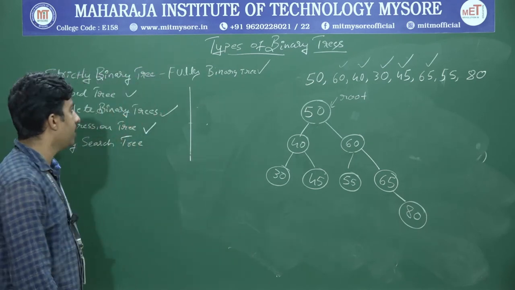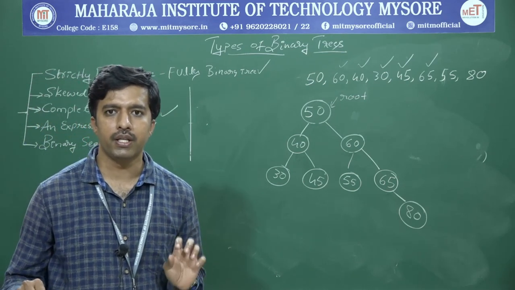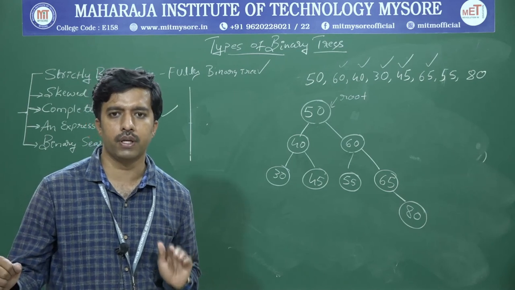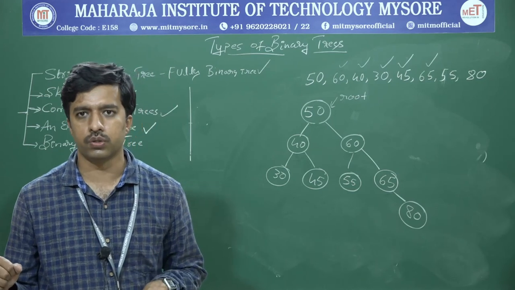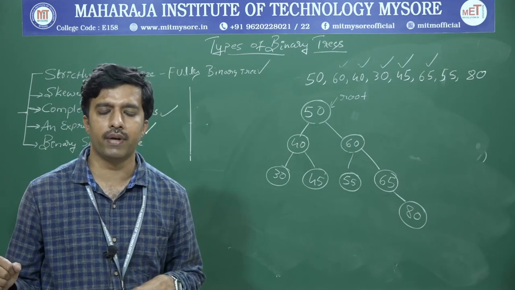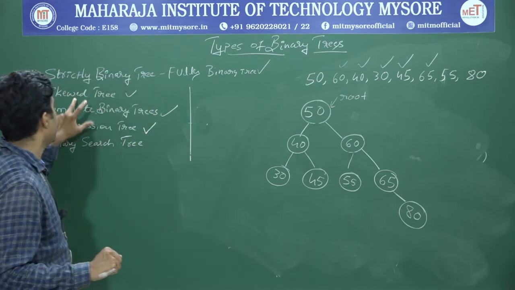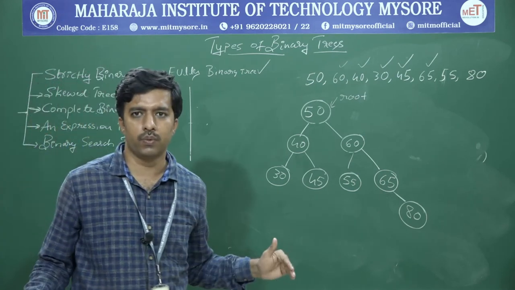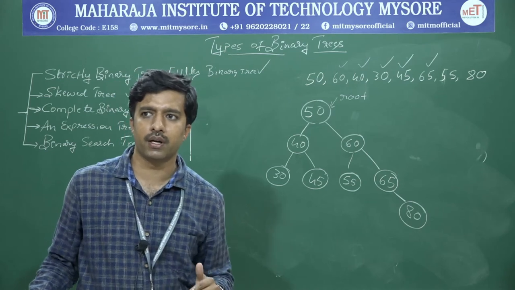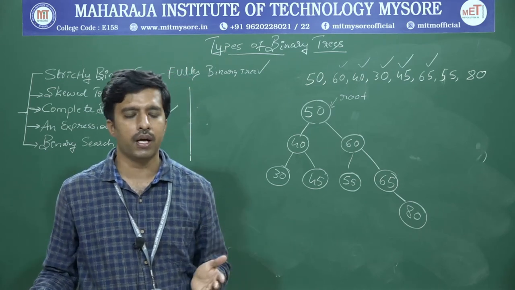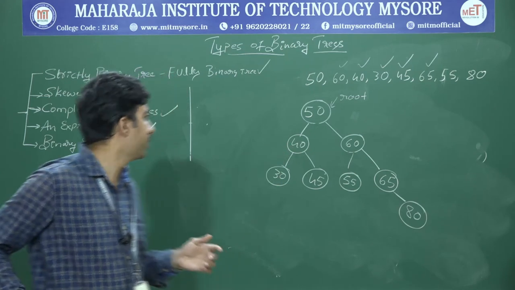First one is strictly binary tree. In a strictly binary tree, each node should have 0 or 2 children strictly. That is a strictly binary tree. Skew tree: it moves only towards the left or only towards the right. A tree having only left children is called a left skew tree. A tree having only right children is called a right skew tree. That is the skew tree.